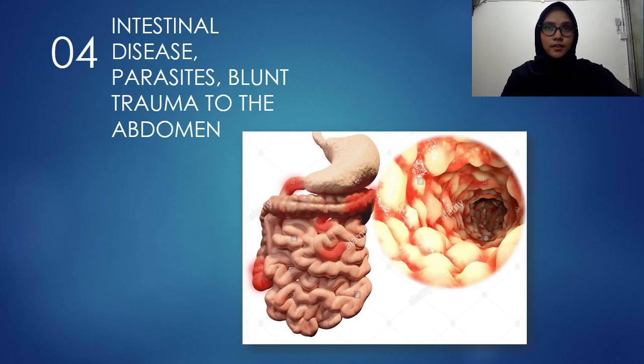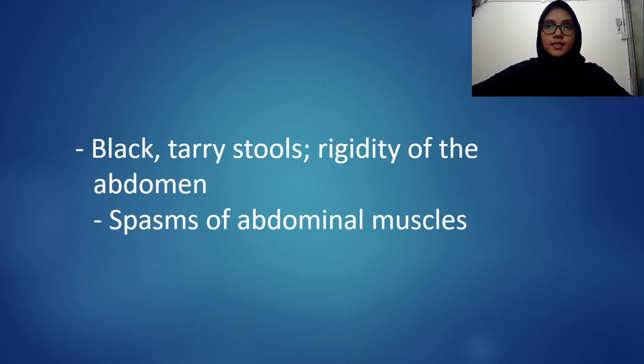The next common cause of internal bleeding is intestinal disease, parasite, or blunt trauma of the abdomen. The signs and symptoms for intestinal disease, parasite, and also blunt trauma to the abdomen are black, tarry stool and rigidity of the abdomen.